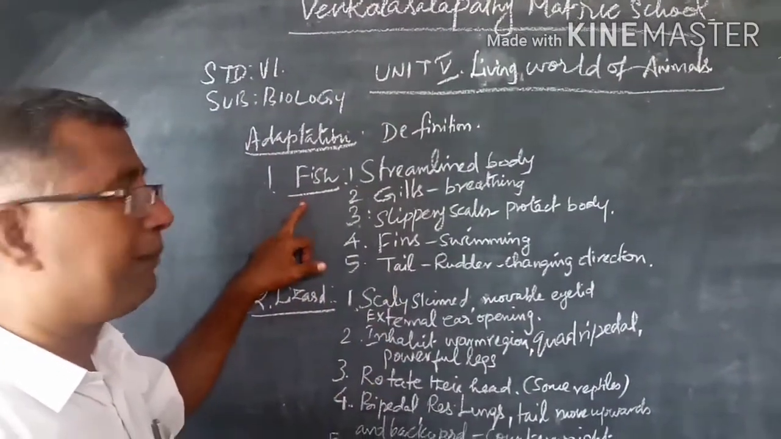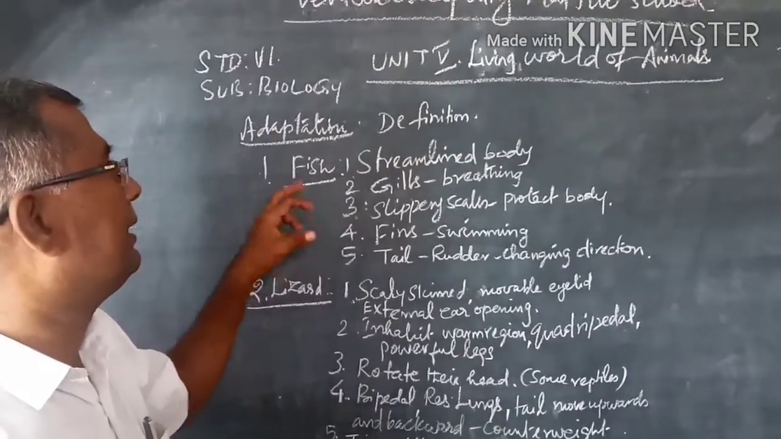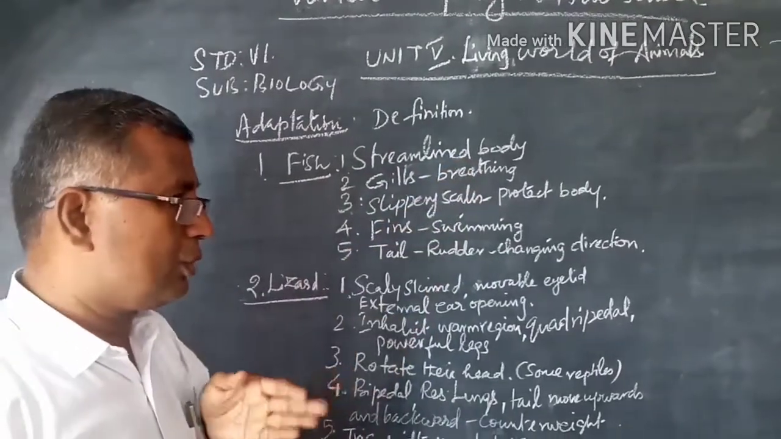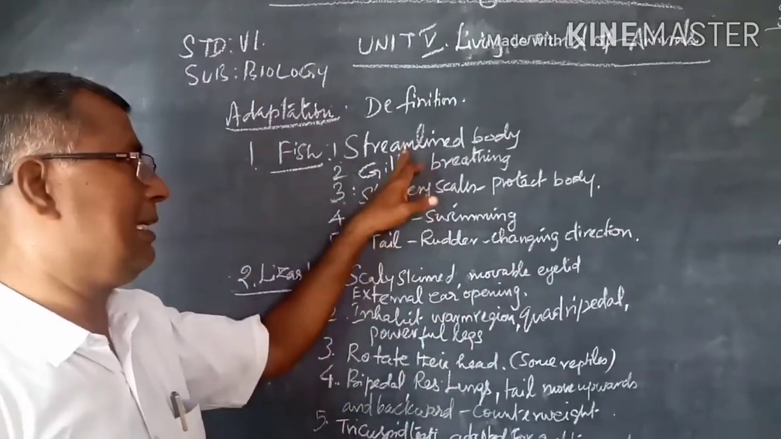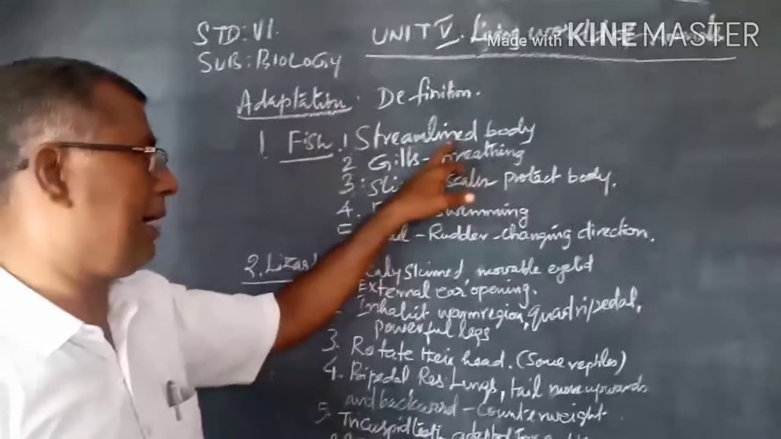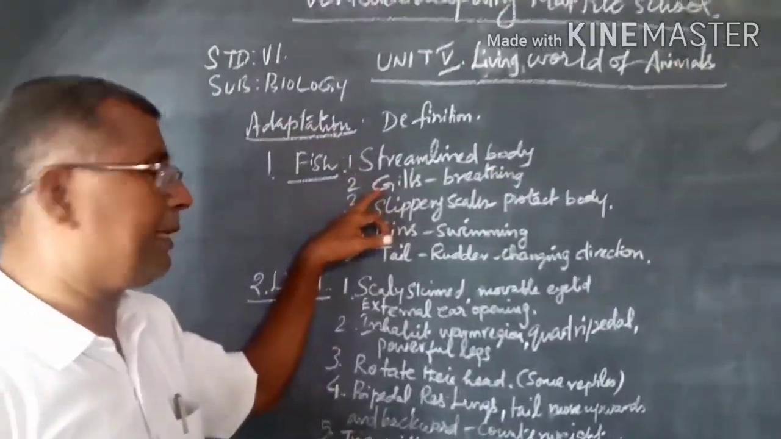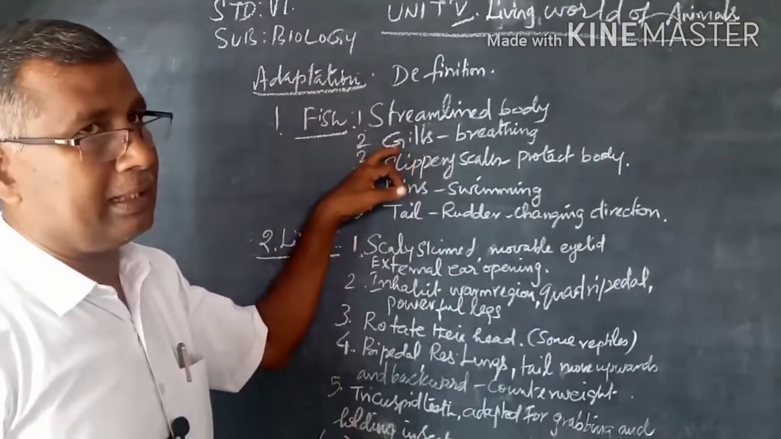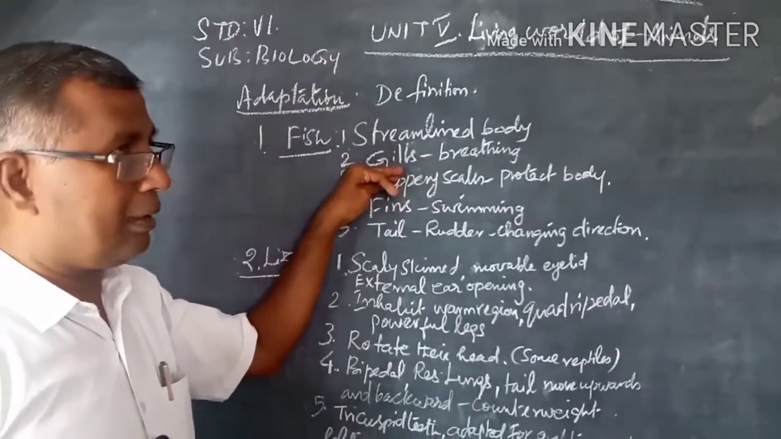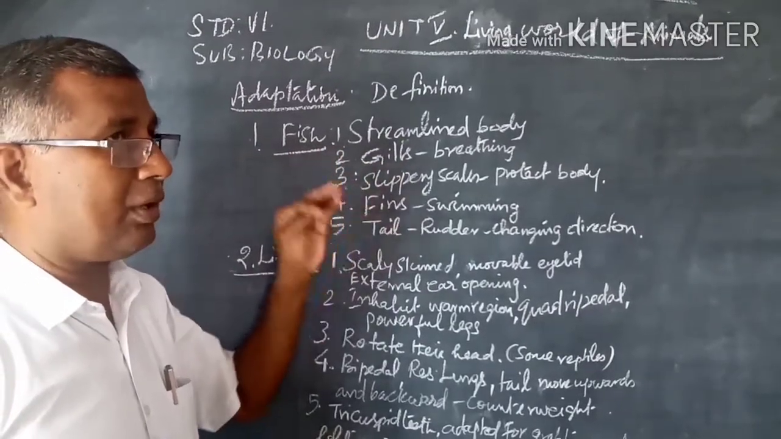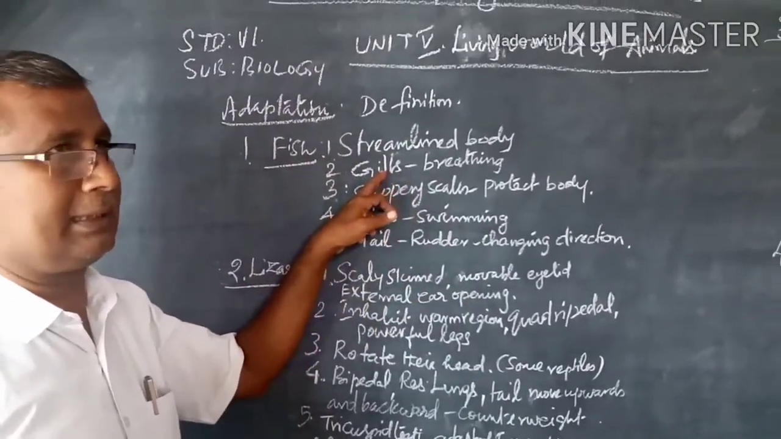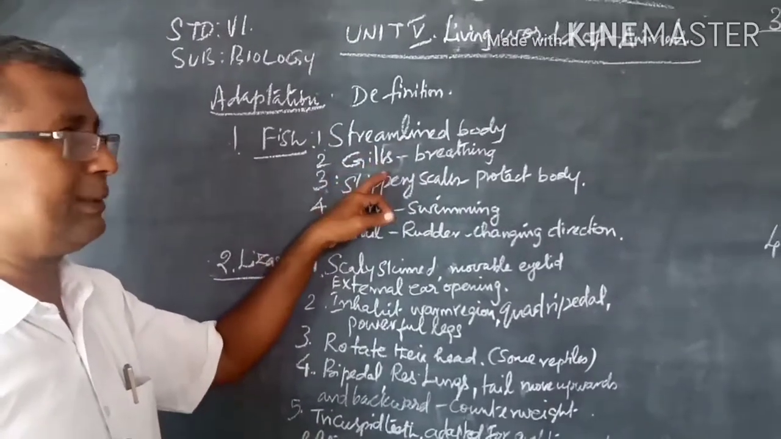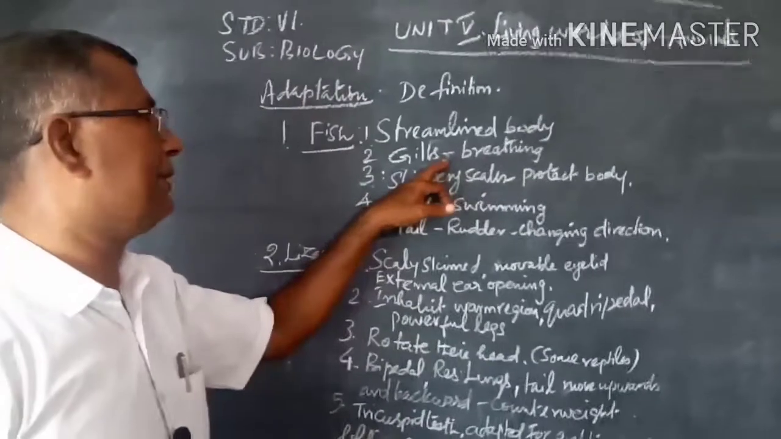First, pisces. The body is compressed and streamlined to swim in water easily. The respiratory organs, special organs present only in pisces, are nothing but the gills. Gills trap the dissolved oxygen in the water. Understand? So these are the special organs for respiration present only in pisces.